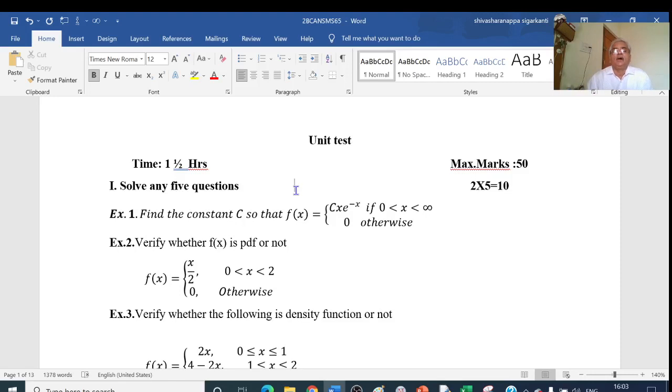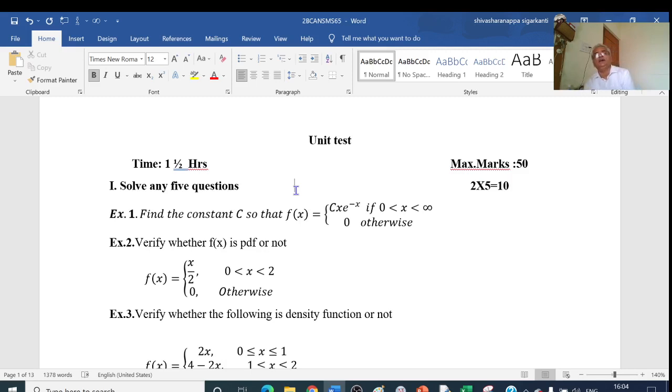In the previous sessions, we have discussed probability distribution. For about 11 sessions, we have solved problems on probability distribution. And in one session, we have solved the previous question papers on this topic. And this is the session. So we go for a unit test on probability distribution.